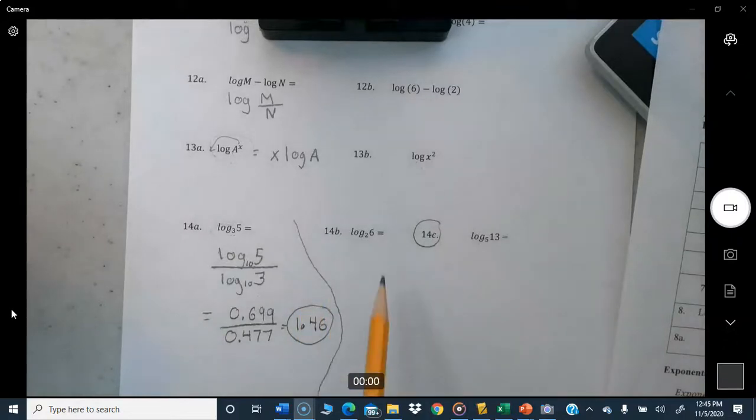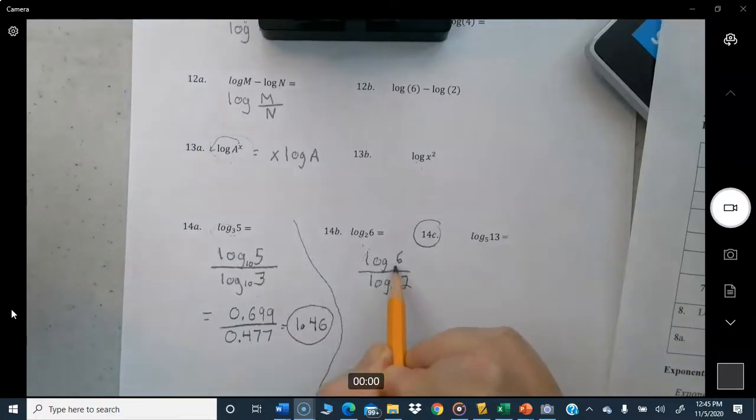I'll go ahead and do this one. Log 6 over log 2. The base is going to be 10. And I won't put my calculator on the screen this time. And that's going to be 0.778.